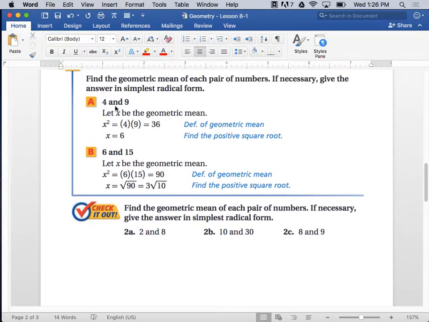So look, 4 and 9, guys. Find the geometric mean of 4 and 9. Well, you multiply the two. 4 times 9 is 36. You take the square root. You get 6. Just like that.